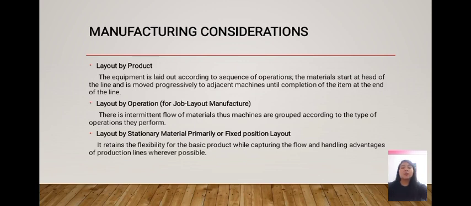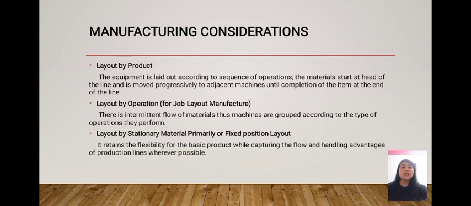Next is layout by operation, or job layout manufacture. There is intermittent flow of materials, thus machines are grouped according to the type of operations they perform. Common process layout examples are restaurants, clothing factories, clothing accessories facilities, and toy factories. The product layout or line layout uses an assembly line where workers and equipment are arranged in order of production sequence. The last one is layout by stationary material, or fixed position layout.